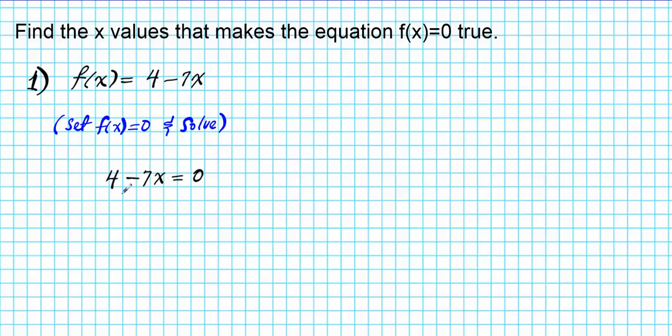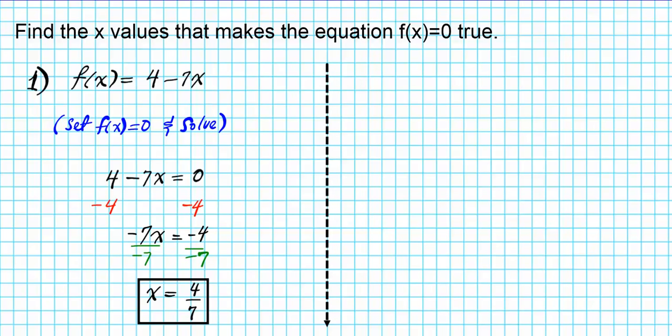Okay, so now let's get x by itself here. To accomplish that, we just subtract 4 and divide by -7, and we'll be done. All right. So subtract 4, you have -7x equals -4, and then divide both sides by -7, and your final answer will be x equals. Remember, minus over minus is plus, right? So x is equal to +4/7. This is the x value that will make f of x equals 0 true when f of x is 4 minus 7x.